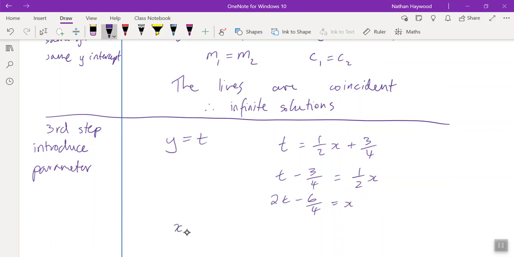So if you write this as a point, they look like this. 2t minus, you can change that to 3 over 2. So that's the x, and the y is just t.